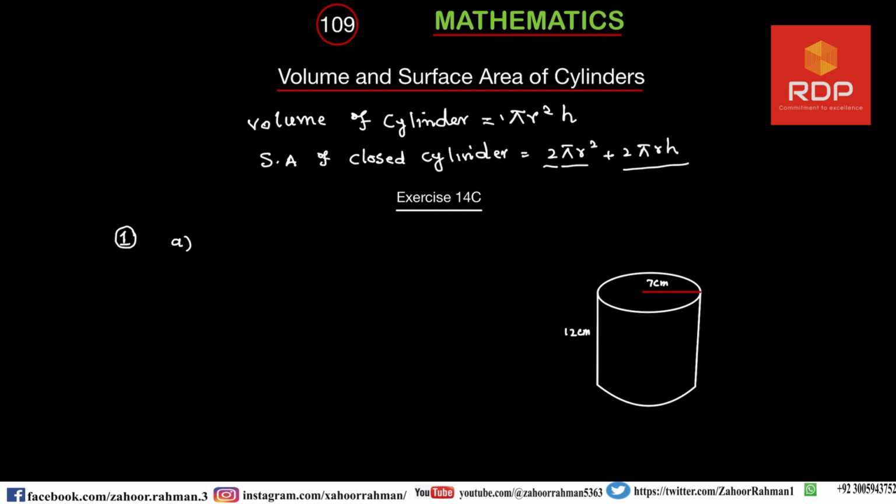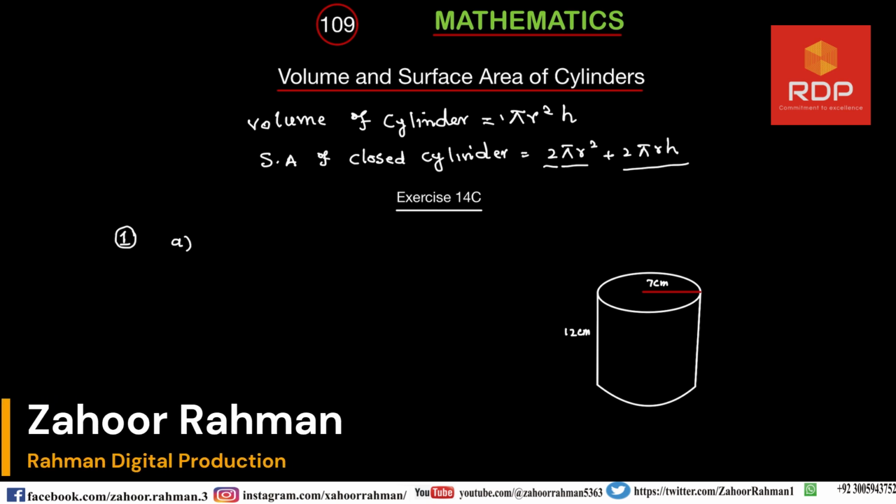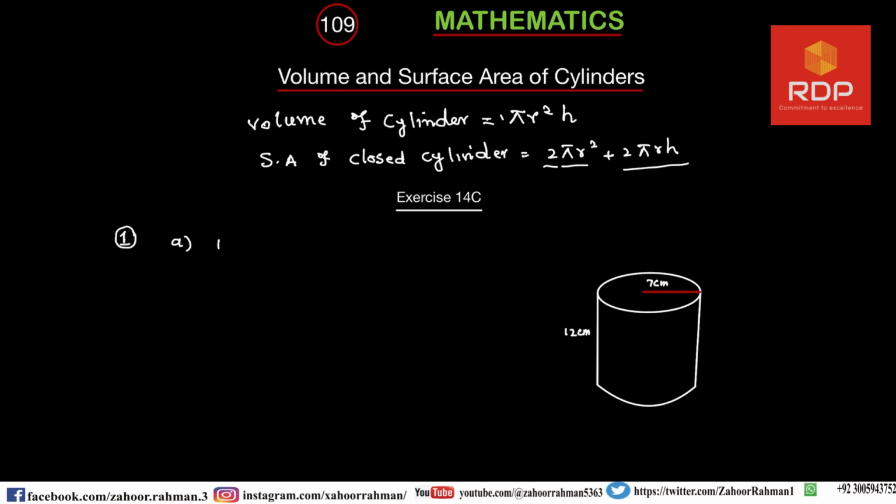Now let us turn our focus to the exercise. Exercise 14c is saying in the first question, for each of the following closed cylinders, find number 1 its volume, number 2 its total surface area. So let us turn first our focus to volume. So I am writing volume of cylinder.